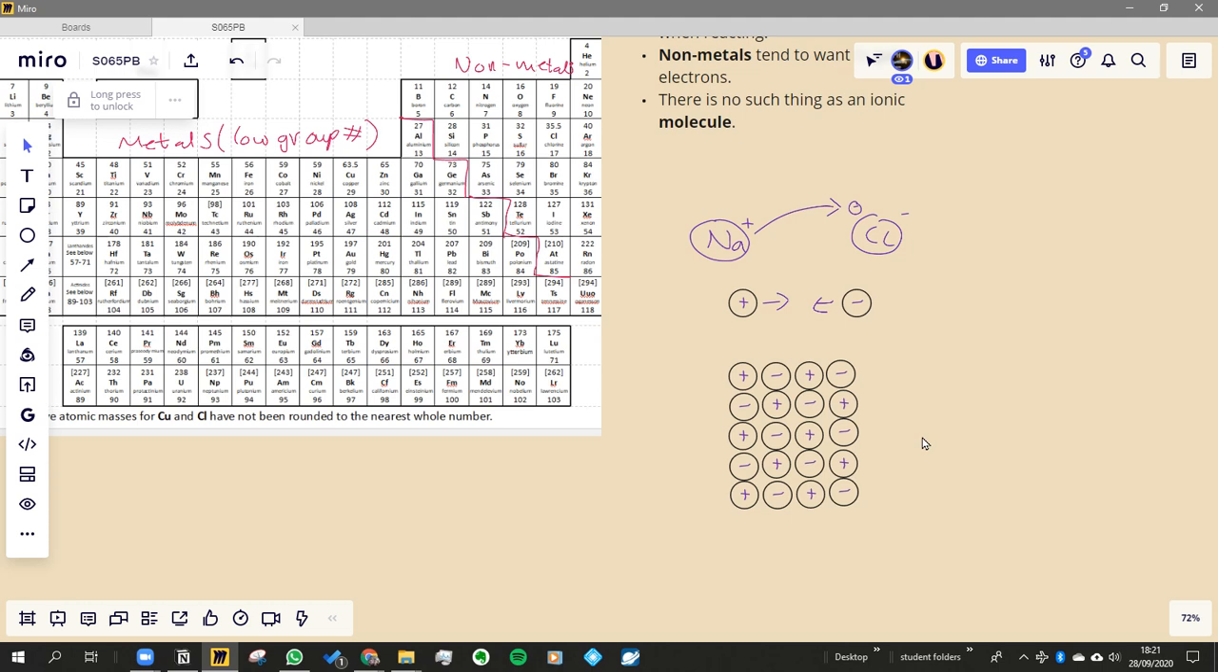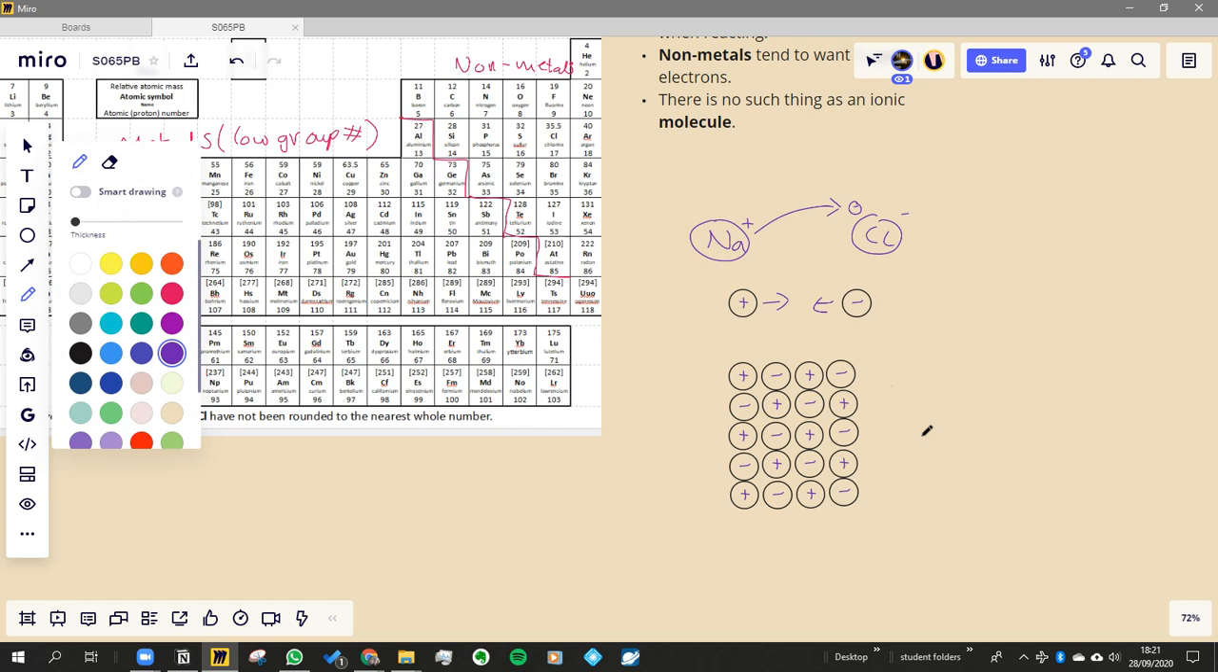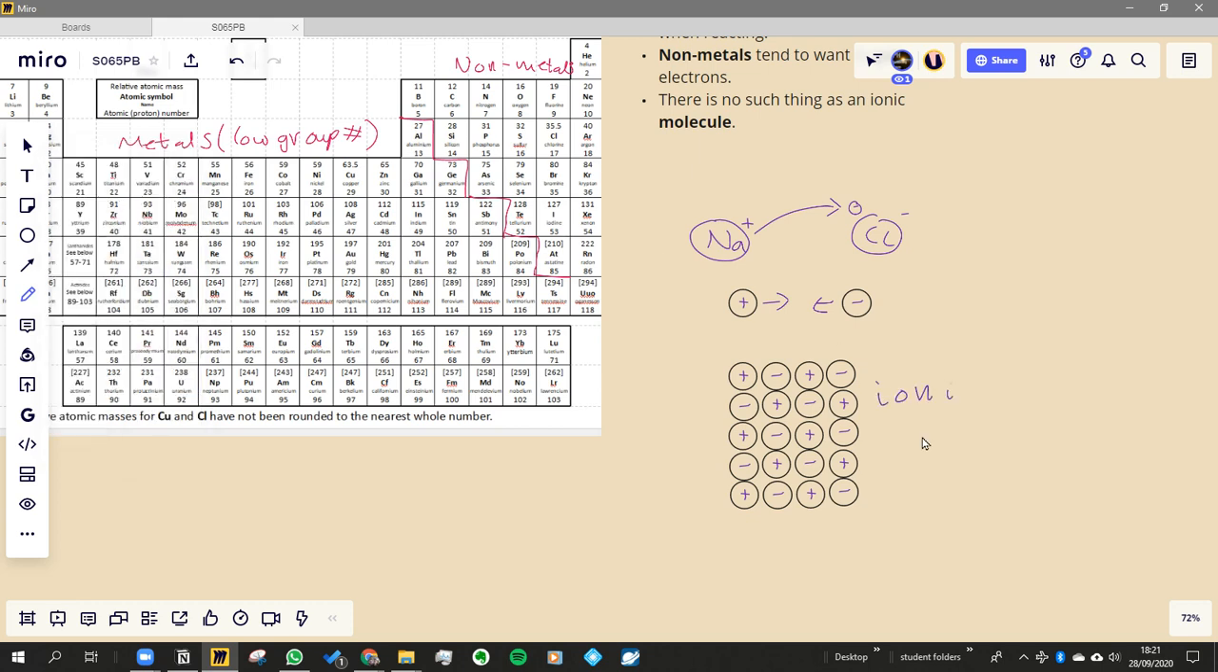Now, this is what we call an ionic lattice. Okay, so I'll just label that there, ionic lattice. Essentially what that means is we could just keep adding to it, and there's no real limit to how big that thing is. Whereas that's totally different to a molecule, which must be covalent.